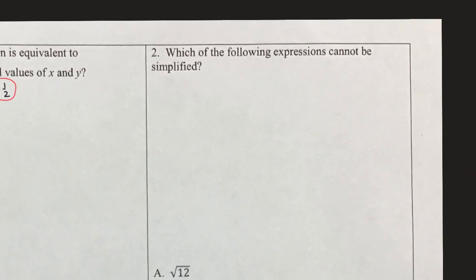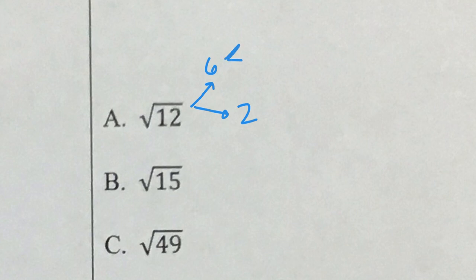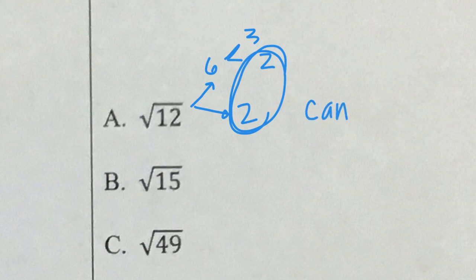Okay, and then the second one says, which of the following expressions cannot be simplified? So which one does not have a multiplier that can be reduced to something that is doubled? So let's look at 12. What numbers multiply to give us 12? Right, 6 and 2. Can we further simplify 6? 2 and 3, and 2. Because there's a pair, that means 12 can be simplified. Root 12 can be simplified because we have a pair when you do your factor tree.